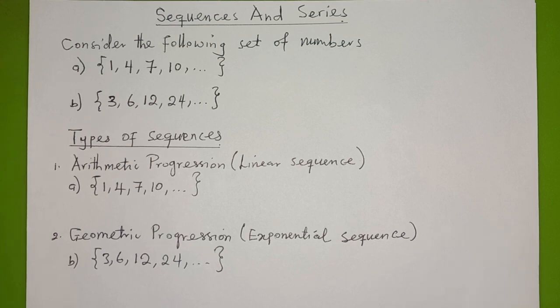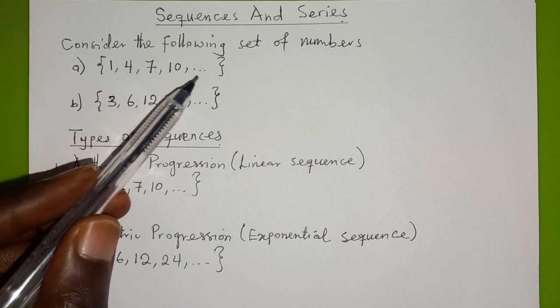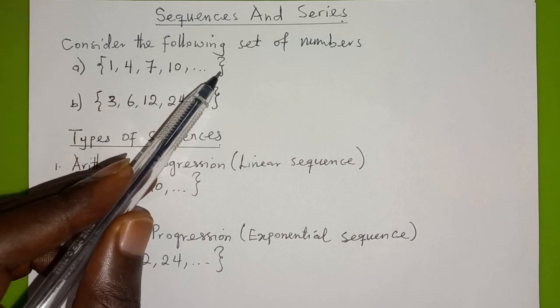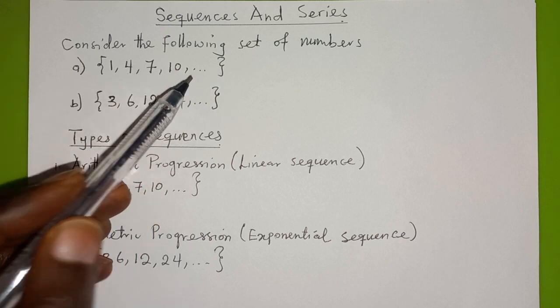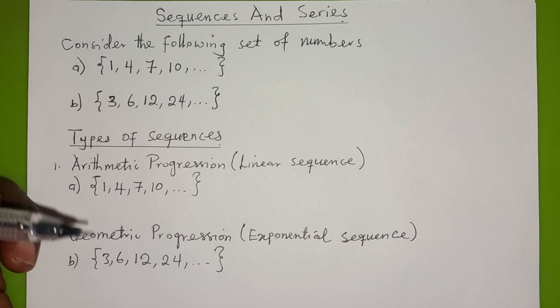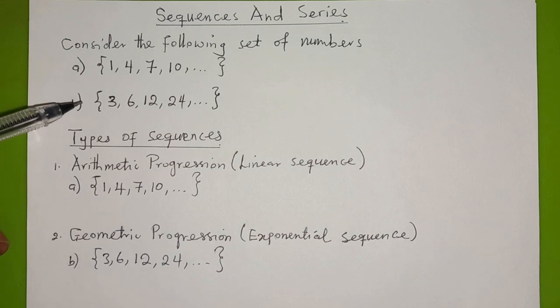All right. So one key reason why this topic is very important is for us to be able to predict numbers of certain terms. So let's say the 20th term in this particular sequence or the 50th term in this particular sequence. We should be able to predict that particular number. All right. So for these two sequences, they have a pattern.